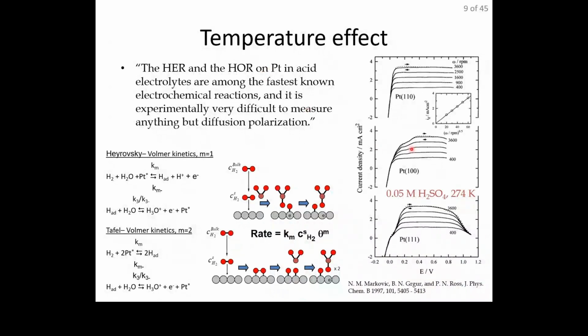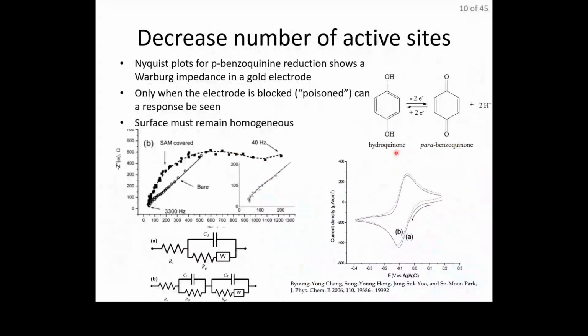And so what they did here is they tried to slow down K naught by going to lower and lower temperatures, in this case down to 274 Kelvin. So this was using cooled electrolytes, and what you see is that as you decrease the temperature, you can actually see some effects associated with the hydrogen oxidation reaction. You don't see anything for the hydrogen evolution reaction, but you do see some slight difference for the hydrogen oxidation reaction.